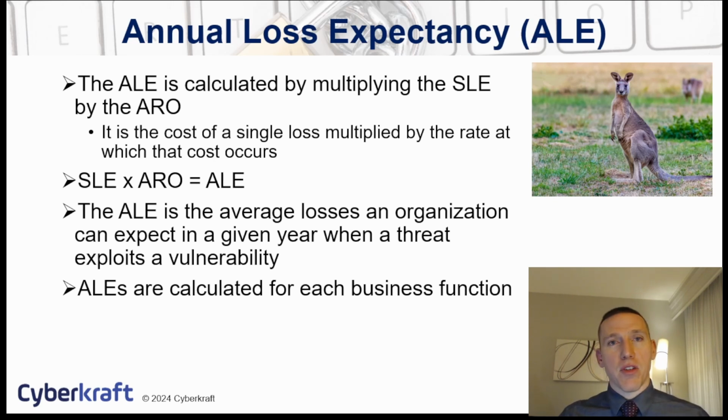Once every 5 years, $500. So we take 0.2 times 500, gives us $100. So the annual loss expectancy in our simple TV example is $100. We would calculate this for each business function, and the calculations of the annual loss expectancy are going to help us determine what security controls to put in place.